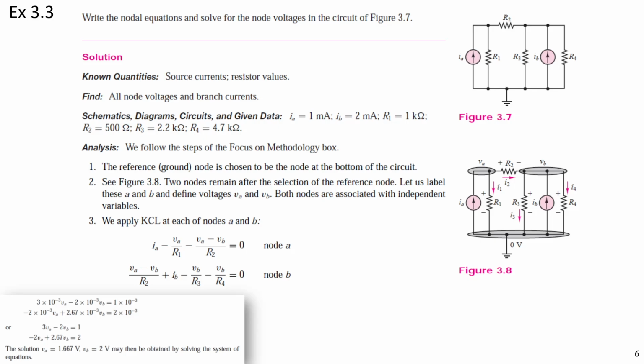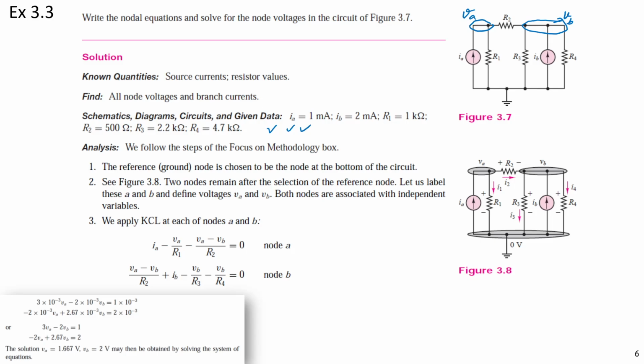Okay, let's see this example also. Here this is a reference node and this is VA. Now we can call VA, VB, or V1, V2. It's up to you if there is no notation from the equation. Okay, we call VA and VB. And this is a known value.